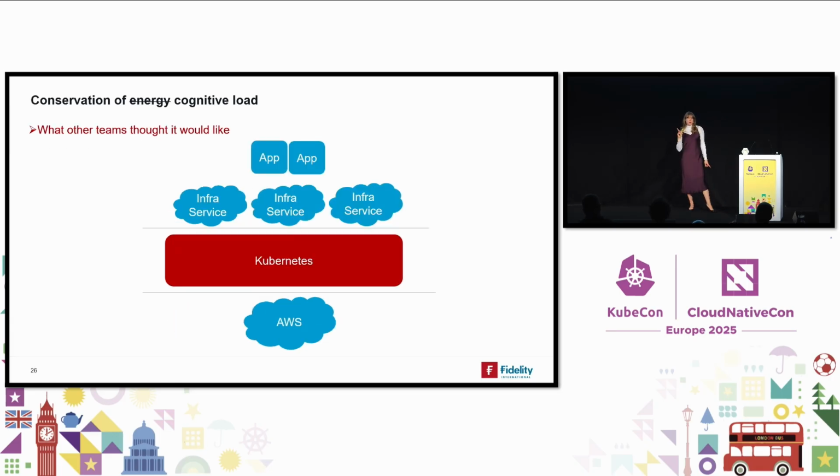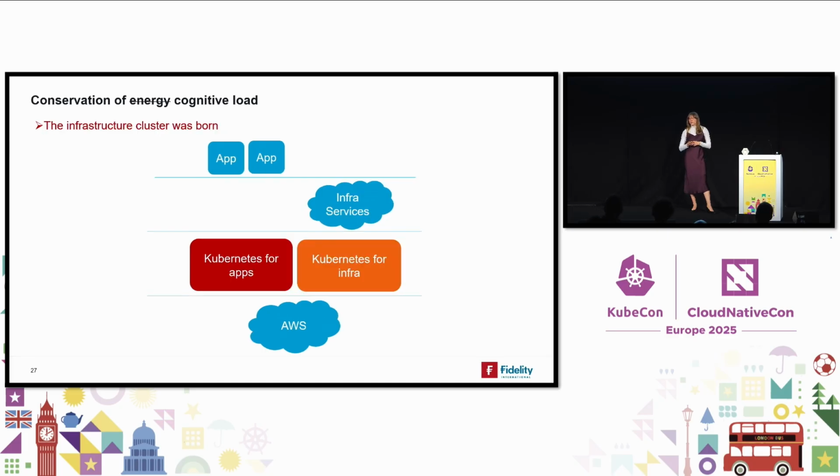Unfortunately, everyone else thought it would look a little bit like this, where we, Kubernetes, would do all of the heavy lifting, hence that getting a little bit bigger, and we would have infrastructure service sitting on top of us, and then applications on top of that.